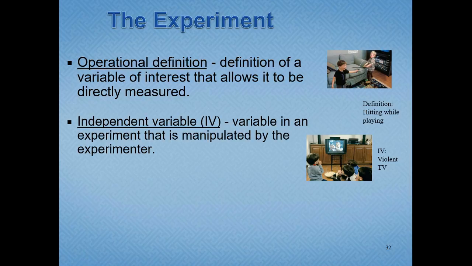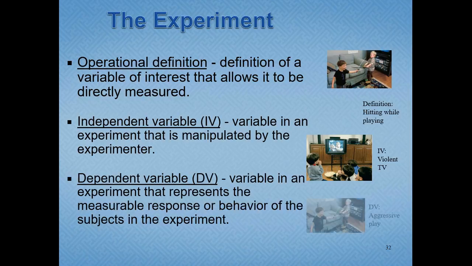The idea of a comparison group is that it may just be that television causes people to become violent. So we always have to have a comparison group, which is known as the control condition. So in this case, the type of television is what's being manipulated by the experimenter. We're trying to see if violent television causes a person to become violent.